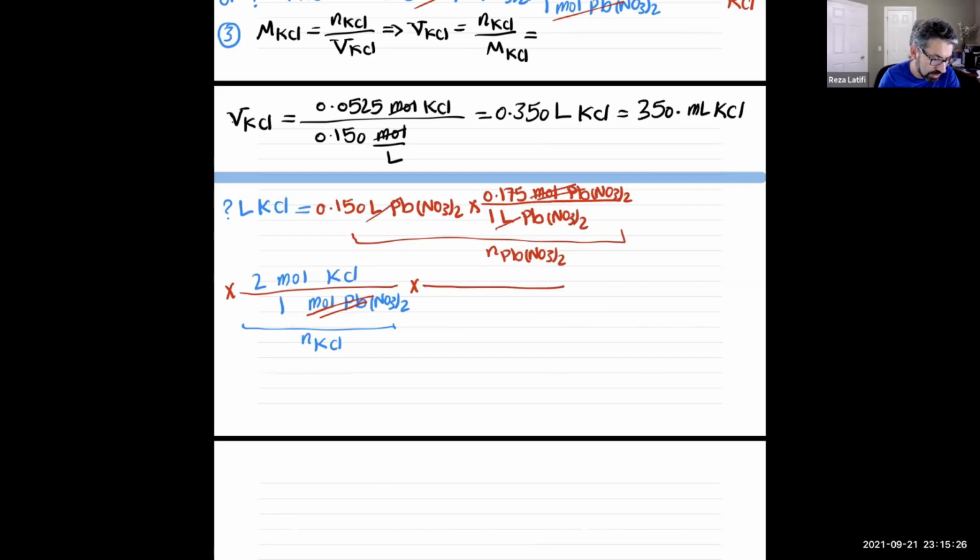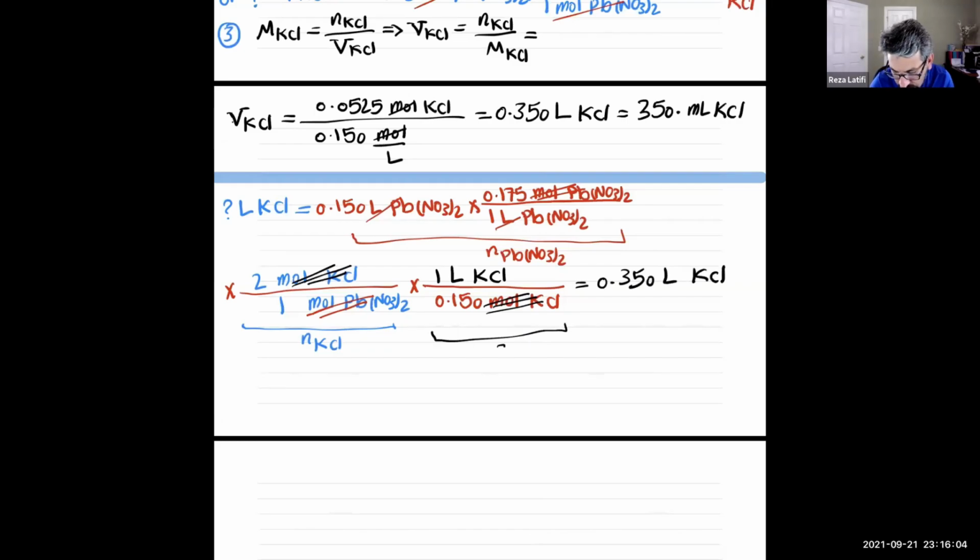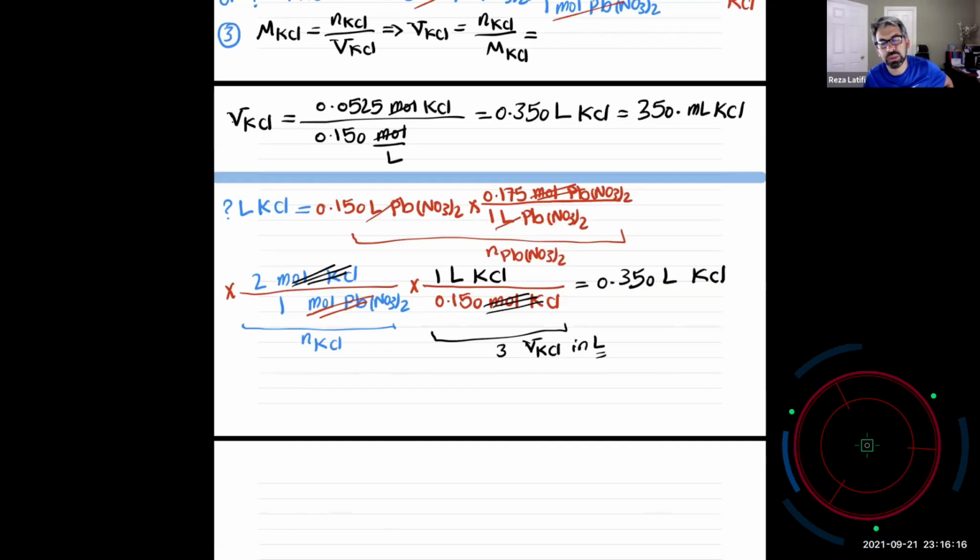look at the molarity of KCl. We go 0.150 mole of KCl, we can find it in 1 liter of KCl. We cross mole of KCl by mole of KCl, and that will give you the final answer in liter. It's going to be 0.350 liter of KCl. So this is step 3, and it will give you volume of KCl in liter. So you can do it through this method to get the final answer, and it's completely your call.